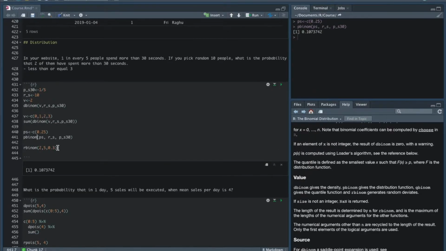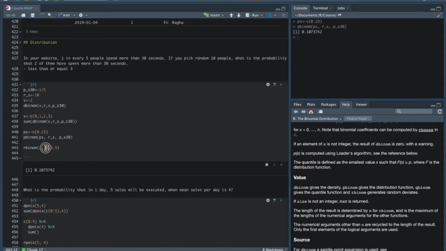Sometimes you may want to simulate a distribution, simulate a binomial distribution in this case. How do you do that? In order to do that, we will simulate the values from the question itself. It says you pick 10 random people, and we add the value 10 here, and out of that we want to check if two of them have had a favorable outcome in our case. So this is 2, where the probability of that outcome in general is 1 by 5, that is 20%.